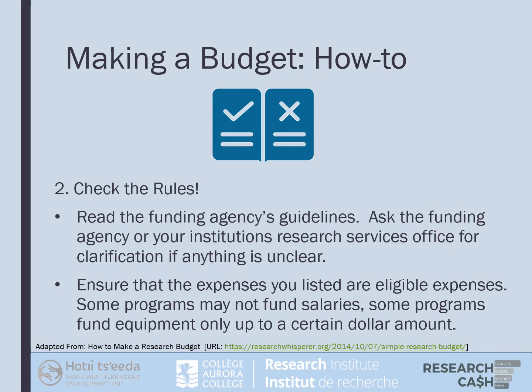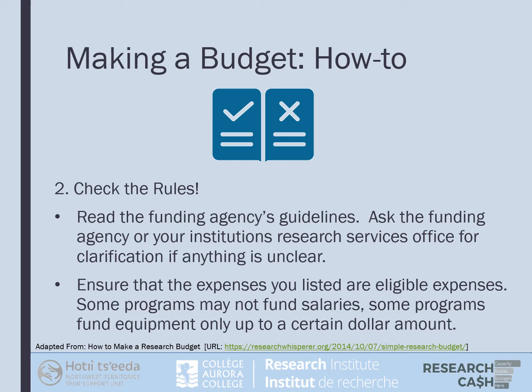So now you've got your list full of all the things you want your research project to be able to do. And you've checked it twice. Step 2 in making the research budget is checking the rules. It's time to sit down and read those funding agency guidelines and see if all the things you want to be able to do are eligible for funding. Once you've listed everything, go back, read through those specific rules. What is and is not allowed? If the funding program won't pay for travel, you'll need to fund your travel from somewhere else or cross it off the list.